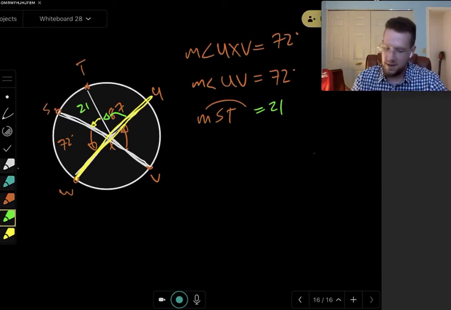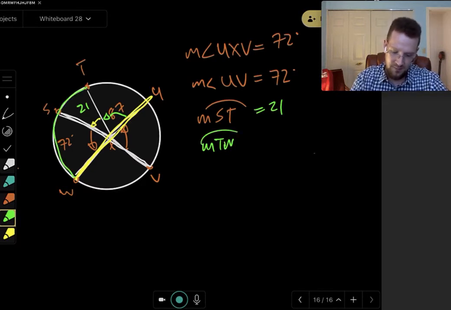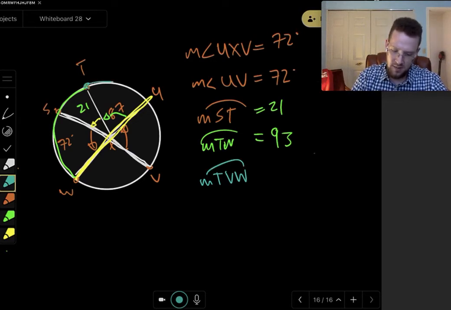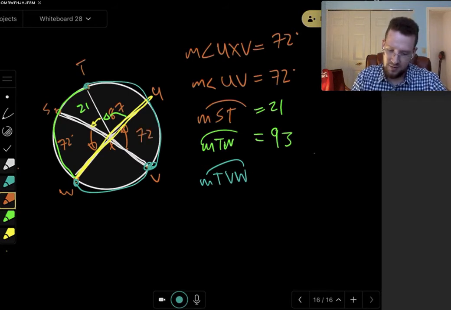Okay, how about TW, the arc measure of TW? So that's this one. It's just going to be 72 plus 21, that is 93. And then finally, how about the measure of TVW? So this is going to be, well, we know this is 72, right? 72. 72.